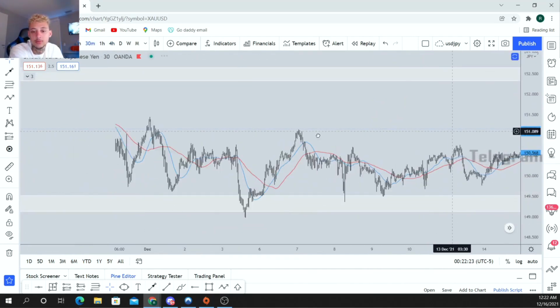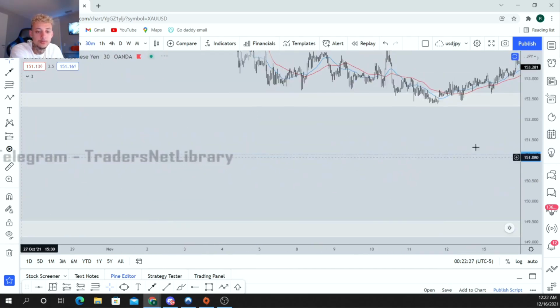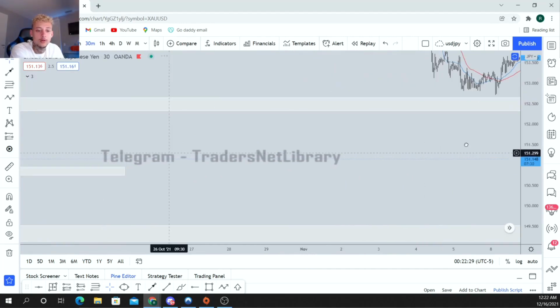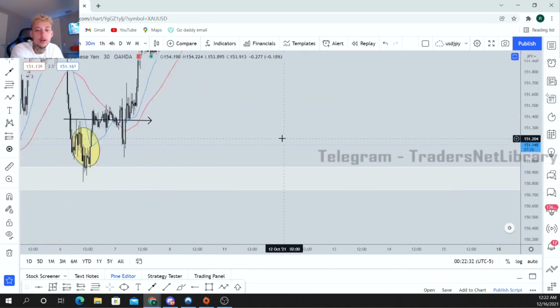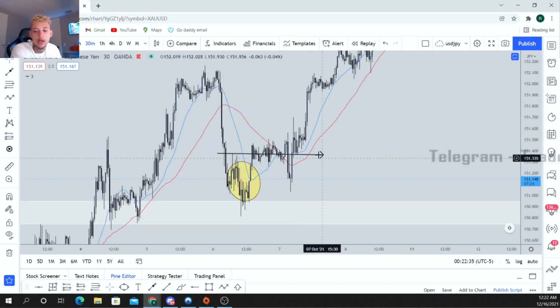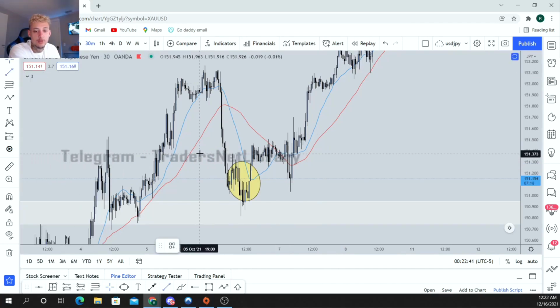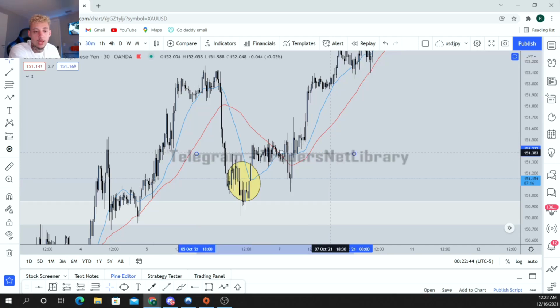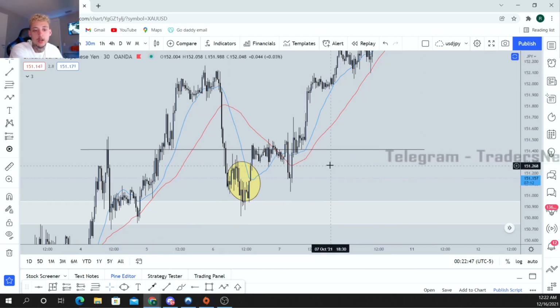Let me try and find my spot here. So we're all the way to the left. Let me go back. So we already took two type A setups there, right? So notice how we have, again, this previous market structure high. Let me get rid of that line because it's not straight, right? Notice how here we have our previous market structure high, and then here we also have support and resistance, right?